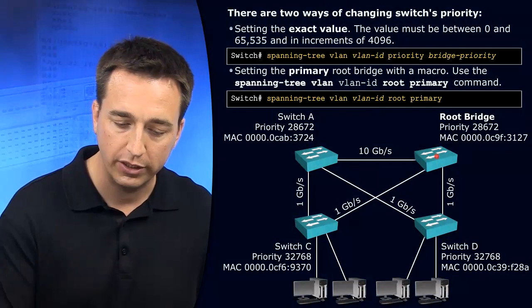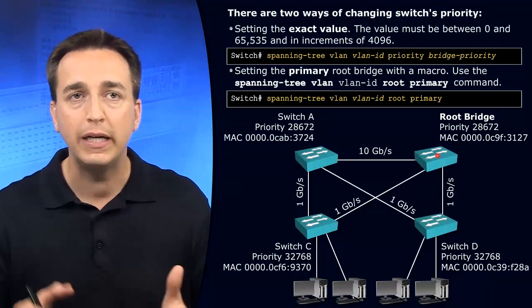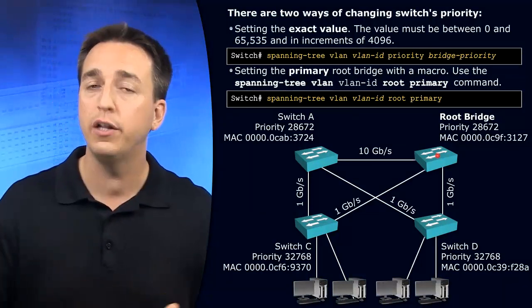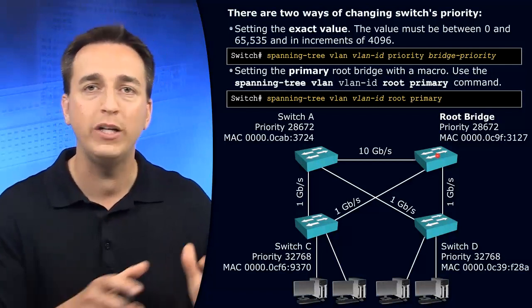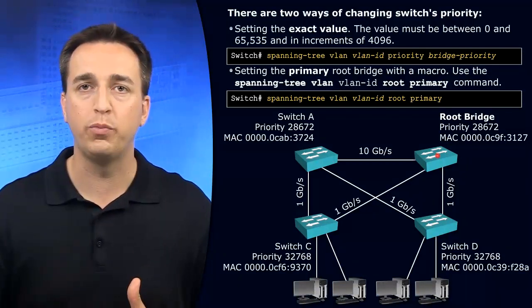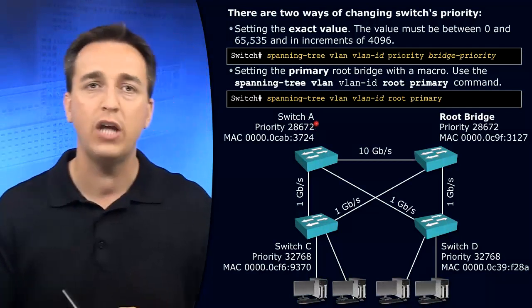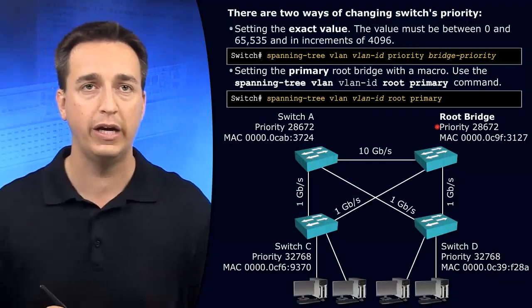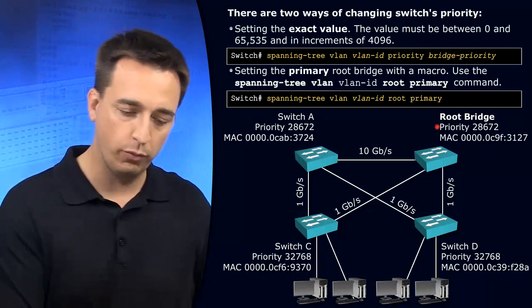So for example, this switch right now is the root bridge. It's the root bridge because based on the priority and MAC address, it is superior to the other switches within the topology. However, what if we wanted Switch A to be the root bridge? Well, then we can change the priority of Switch A so that it's lower than the priority of the current root bridge, and it becomes the root bridge.